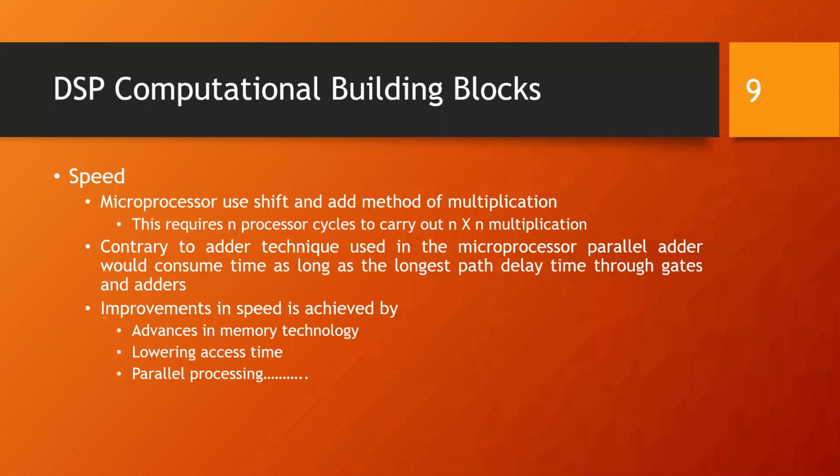Now, how do I again achieve improvements in the speed of the DSP? We can go for advanced memory technologies. Previously it was large scale integration. After that came VLSI, very large scale integration. Now it might be ultra large scale integration. If I am using modern technologies, I would be able to process, fetch and store information in memory at a much faster rate. That is what advancement in memory can be termed.